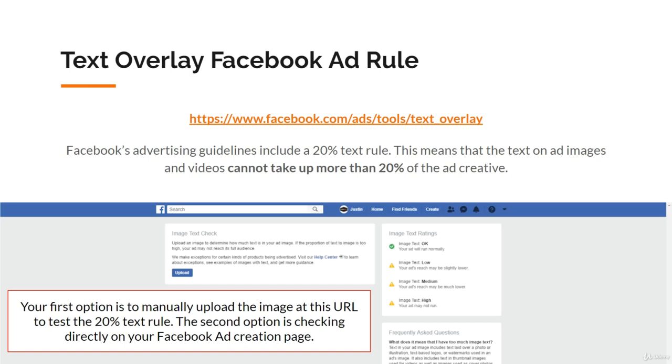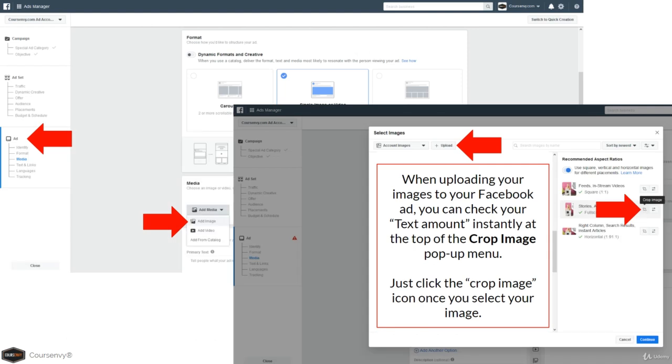So your first option is to manually upload the image at this URL to test the 20% text rule. The second option is checking directly on your Facebook ad creation page. So as you can see in the top left here, we're on the ad level. We chose add media, add image. We selected our image. When uploading your images to your Facebook ad, you can check your text amount instantly at the top of the crop image pop-up menu.